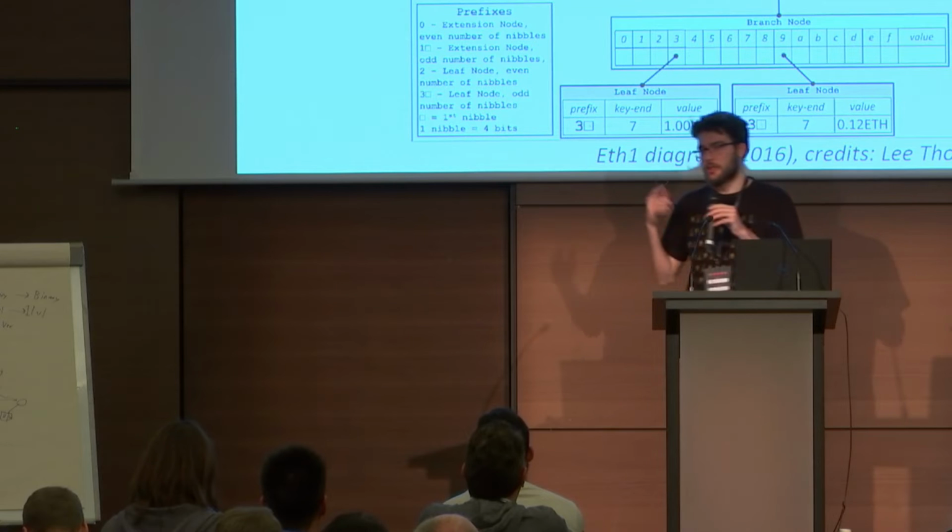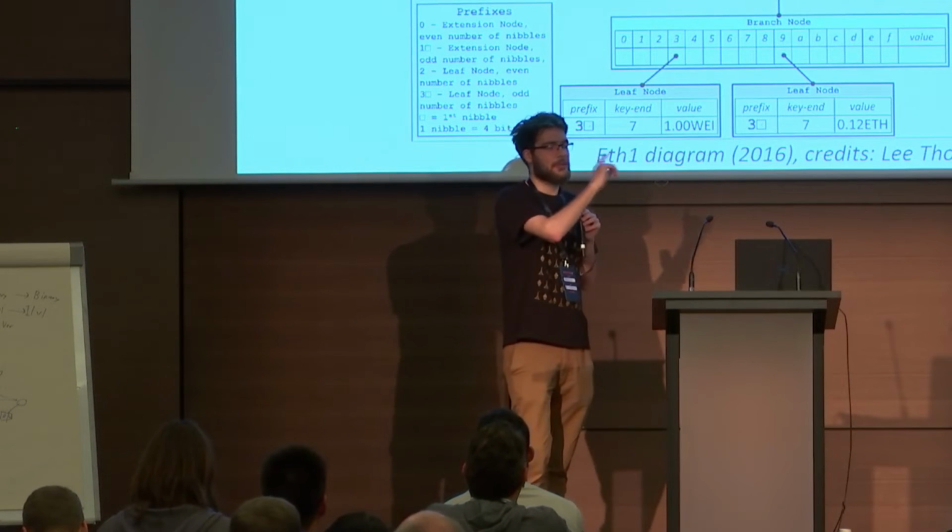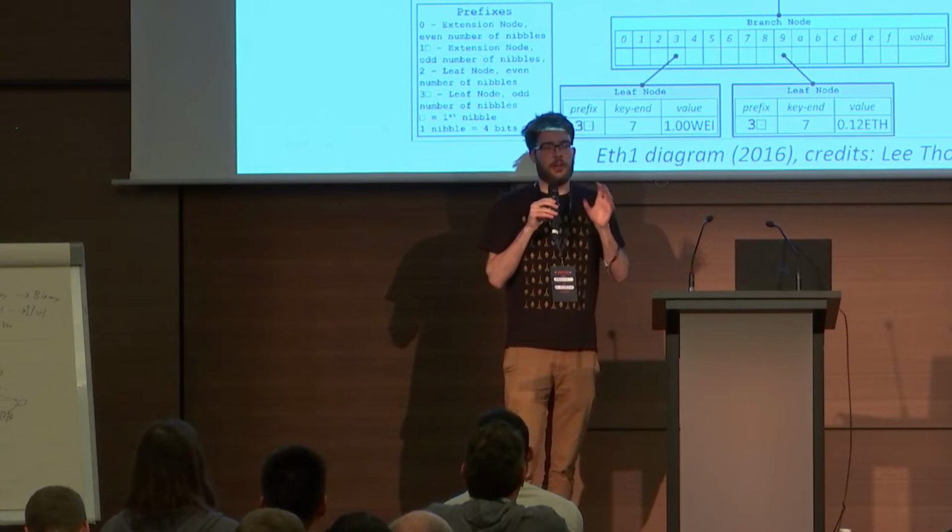So compare this to Ethereum 1, which has this Merkle Patricia tree. I really like this old visualization because it explains it really well. But what it doesn't show is that it's really inefficient.